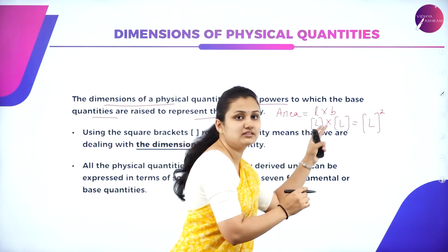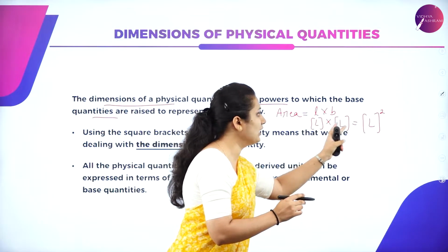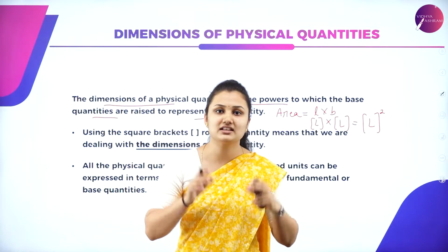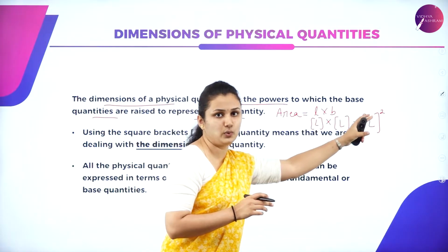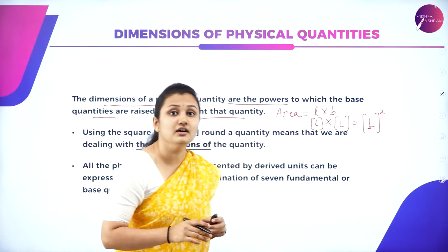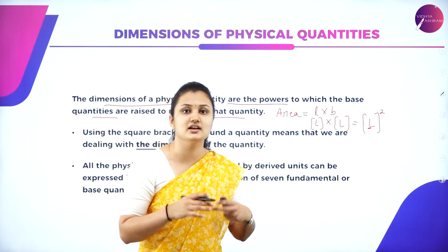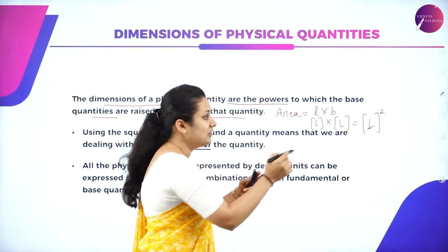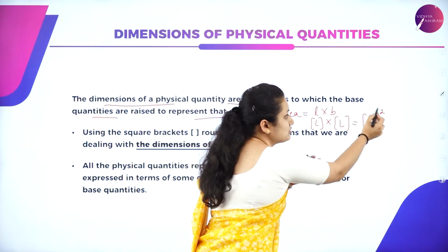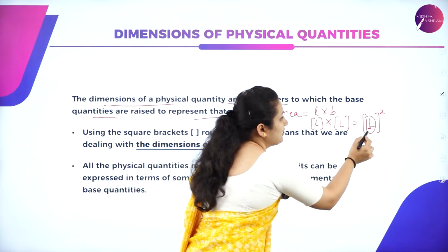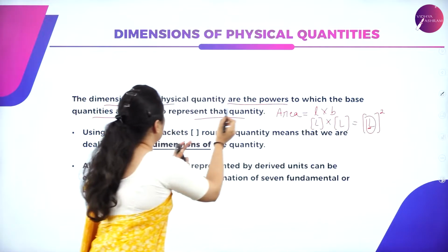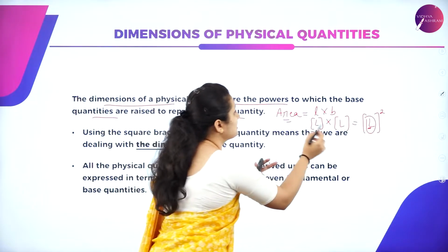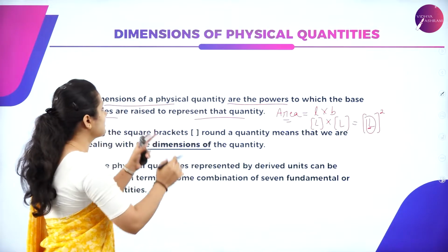So, look here. Area is length into breadth. Length into breadth is written as L into L. Length is dimensionally represented as L. Mass is represented as M. Time is represented as T. Similarly, length into length is length square. So, what is length here? Length is a fundamental quantity, or you can call it a base quantity also. So, the base quantity raised to a power, you can see L square, length is raised to 2. So, the fundamental quantity raised to a power represents that quantity. L square is representing area. What is area here? Area is a physical quantity.